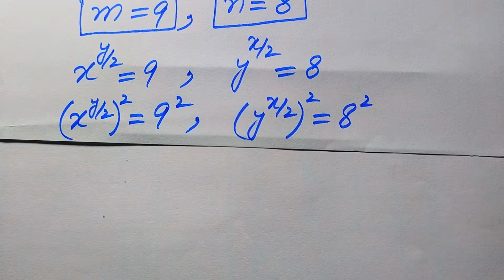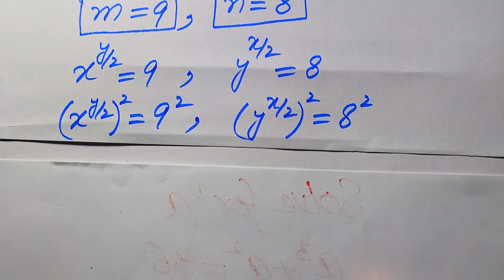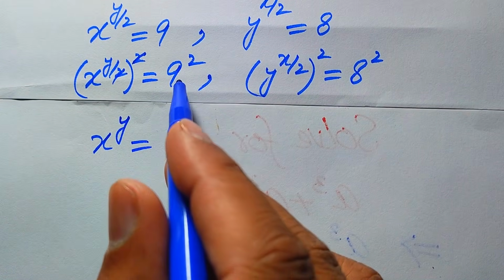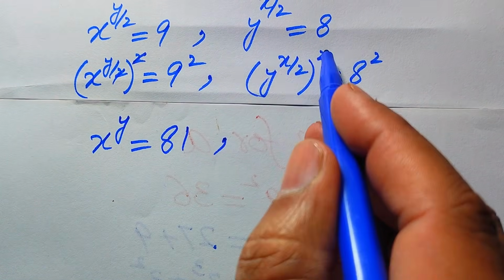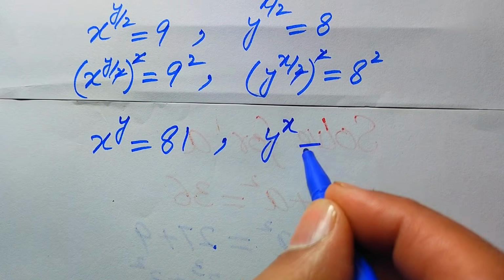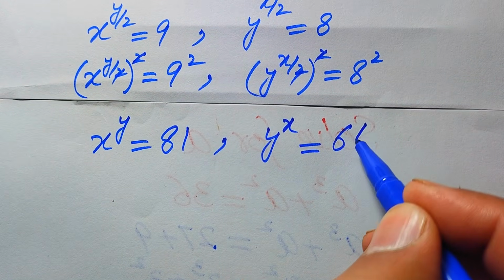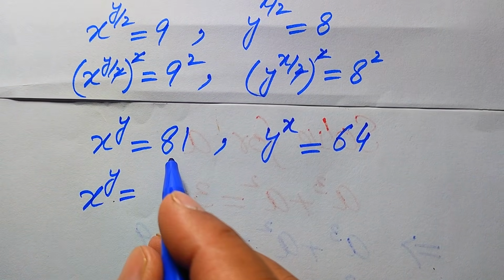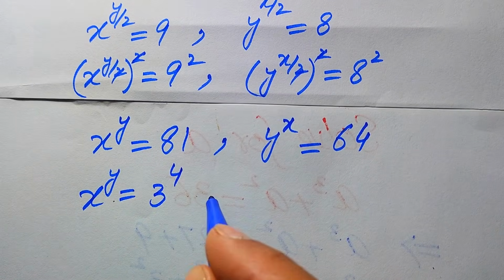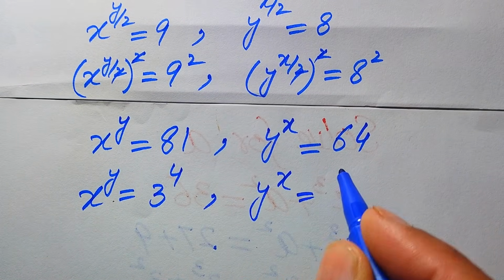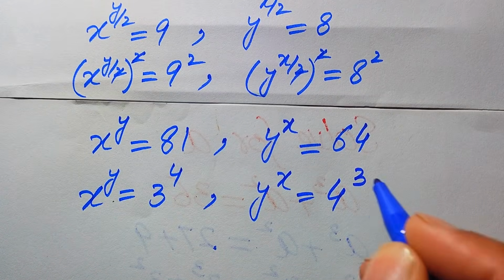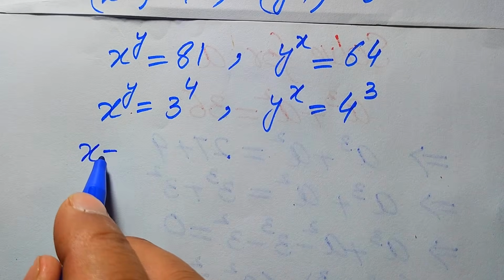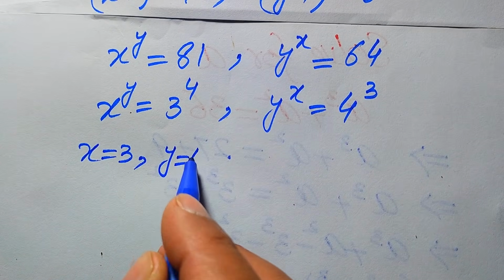So here after a little bit of simplification, these 2 and 2 are gone and we get x to the power of y is equal to, this is 9 square becomes 81, and these 2 and 2 are also gone and we get y to the power of x is equal to 8 square, and 8 square becomes 64. So here we just write this 81 as 3 to the power of 4, and in this case we write this 64 as 4 to the power of 3. So now if we compare both sides, we easily get the value of x is equal to 3 and y is equal to 4.